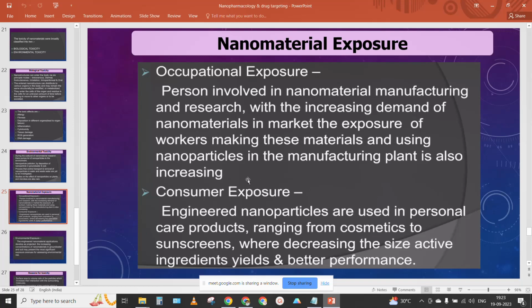Then nanomaterial exposure. Occupational exposure and consumer exposure are the most common exposures in nanotoxicology. In occupational exposure, persons are involved in nanomaterial manufacturing and research. With the increasing demand for nanomaterials in the market, the exposure of the workers making these materials and using nanoparticles in the manufacturing plants is also increasing. And in consumer exposure, engineered nanoparticles are used in personal care products, ranging from cosmetics to sunscreens, where decreasing the size of the active ingredient yields better performance.